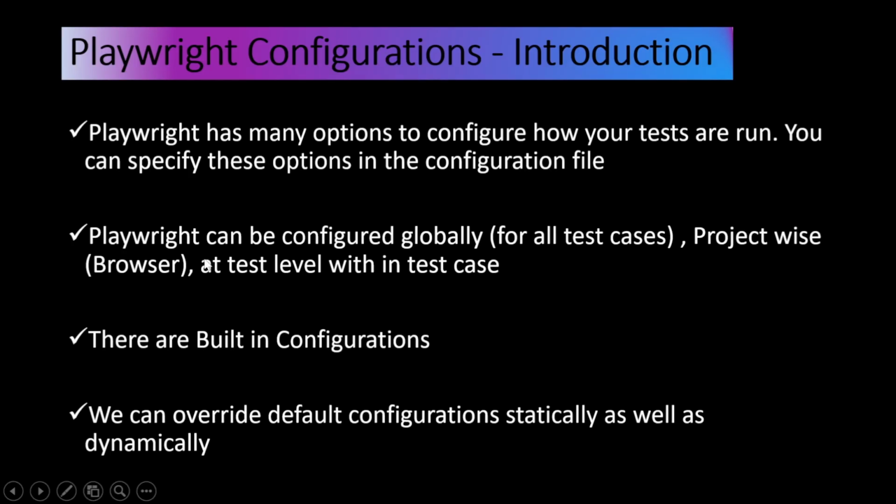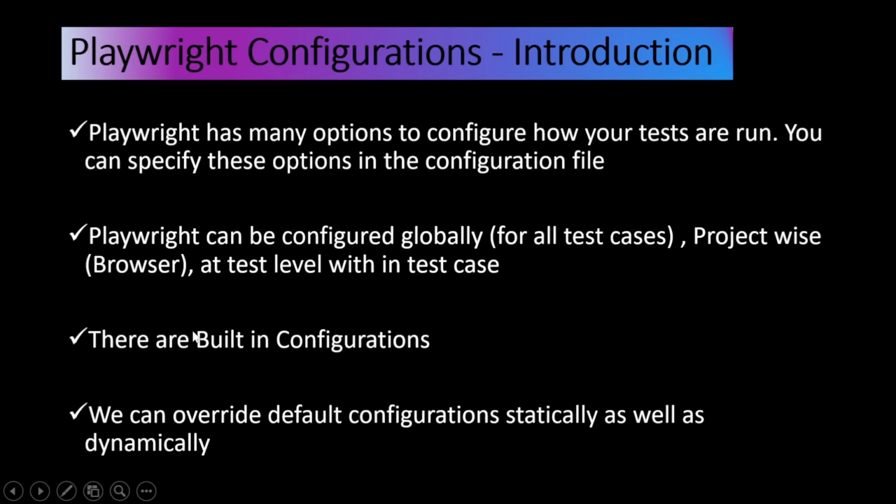Then talking about the scope of configurations, so we can define the Playwright configurations for all the test cases. That is, we can define them globally. We can define for a specific project, that is for a specific browser. Also, we can define at the test file level, which would be applicable to all the test cases of that particular file.